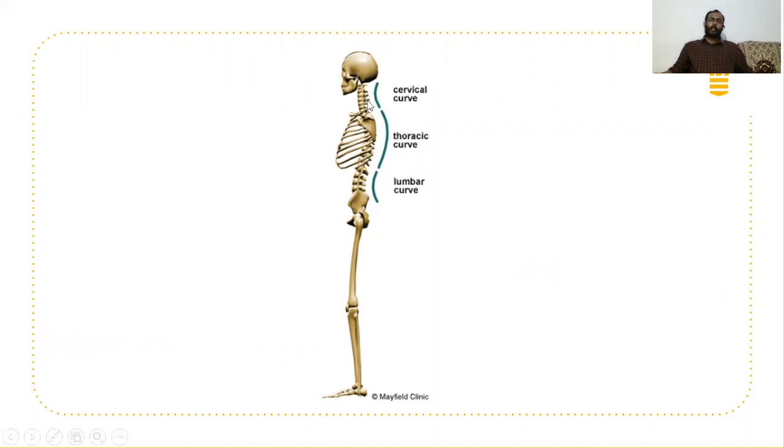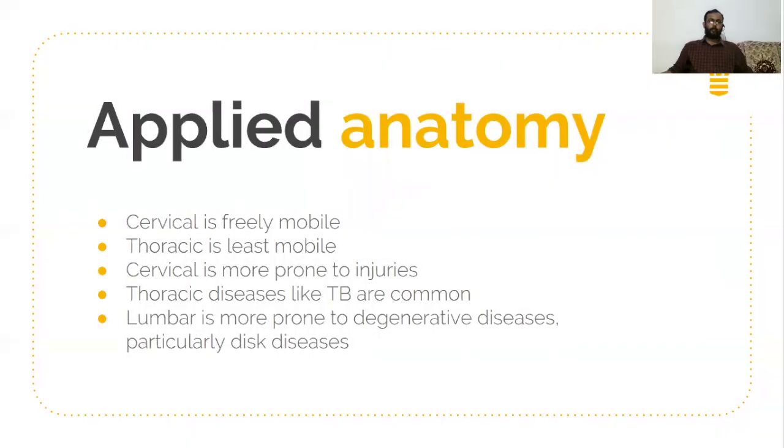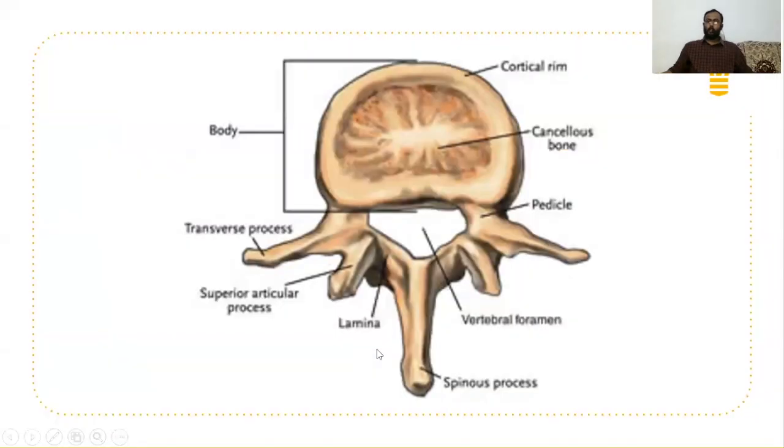Regarding the structure of spine, the cervical area is prone to injuries. Thoracic area is prone to infections like TB, and lumbar area is prone to degenerative diseases like spondylosis and disc disease. Cervical is freely mobile and thoracic is least mobile, and already I explained that cervical is more prone to injuries. Thoracic area is prone to TB infections, and lumbar is more prone to degenerative disease.